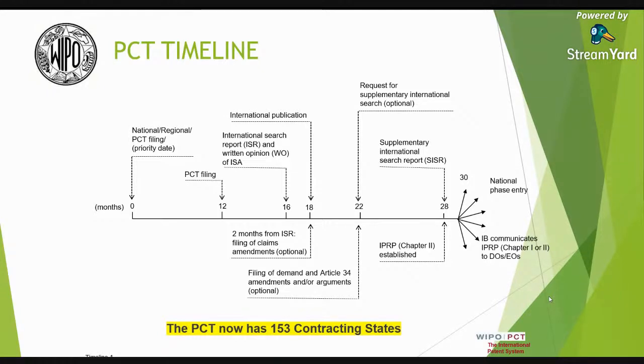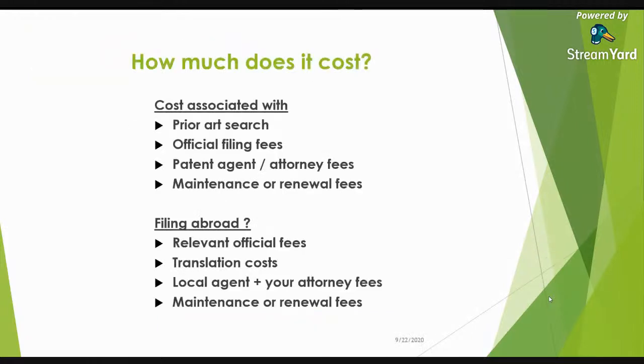So now let's see. As we saw, there are a lot of activities involved in filing. It's a very complex thing. So let's see what all activities are involved in filing. It's a huge exercise that we realized just now. Of course, as I told you, the cost is associated with prior art search, official filing fees, agent fees, attorney fees, maintenance fees, etc. Even if it is foreign filing, you also have to count on translation cost or local agent or attorney fees.